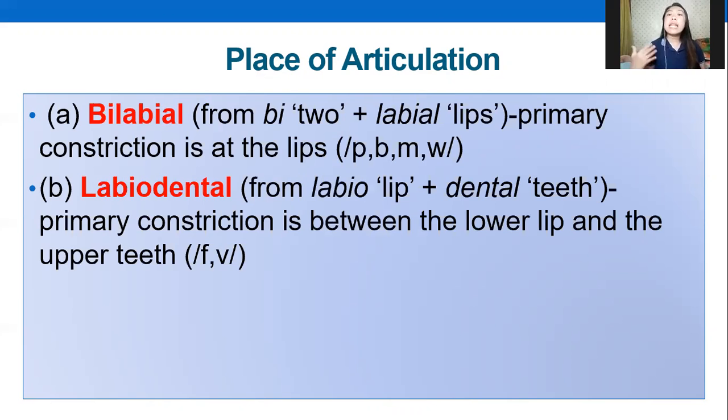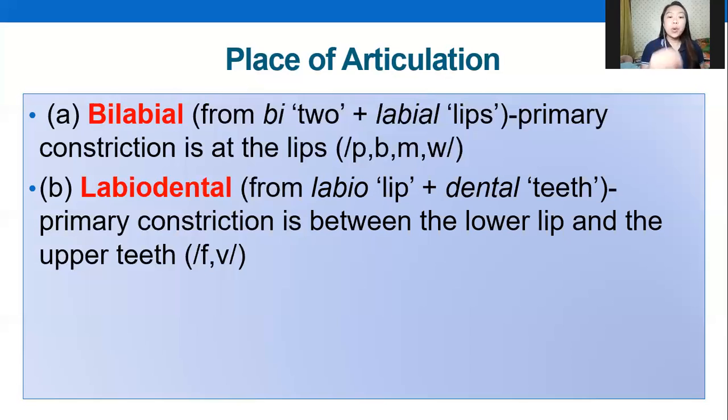We also have the labiodental sound. It comes from the word labio, meaning lip, and dental, meaning teeth, meaning these sounds are produced using your lower lip and your upper teeth, such as when we articulate the sounds f as in for and v as in vase.